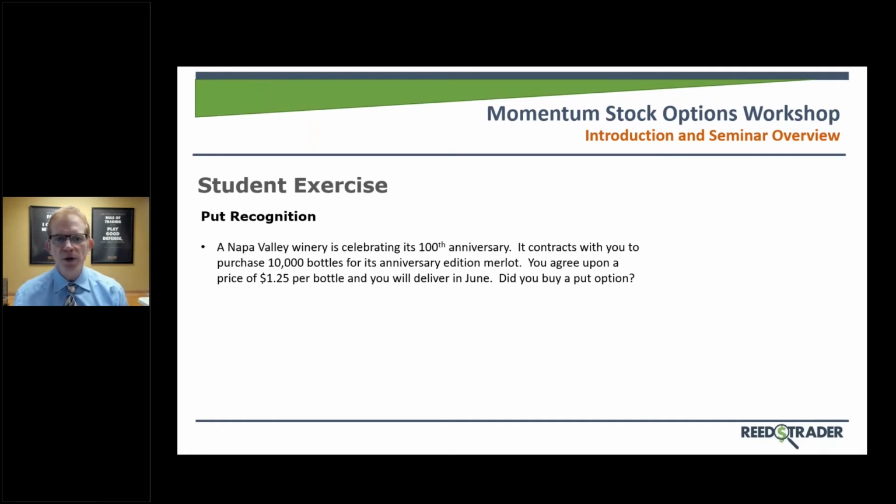Well, when we examine this transaction, the buyer had an obligation because he's agreeing to buy 10,000 bottles at $1.25 in June. However, you also have an obligation because you agreed to sell them to him. Both parties have an obligation, so there's no option, no put option created. So the answer is no.